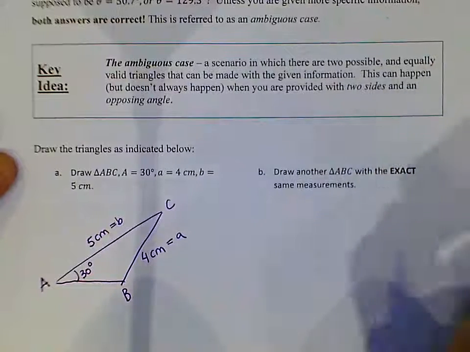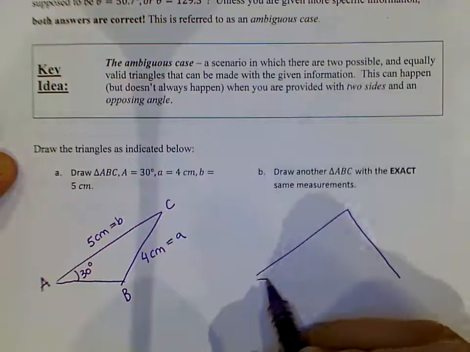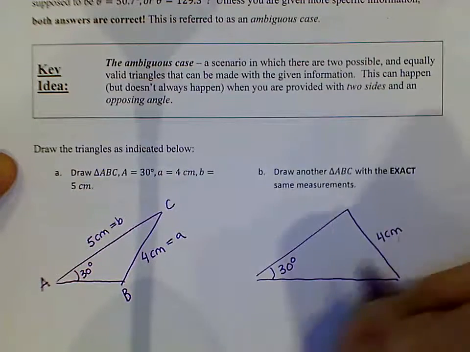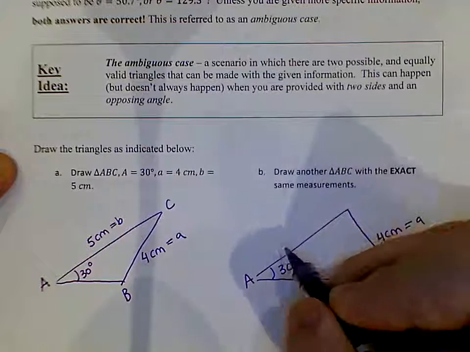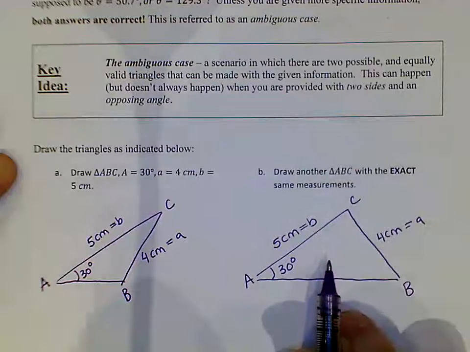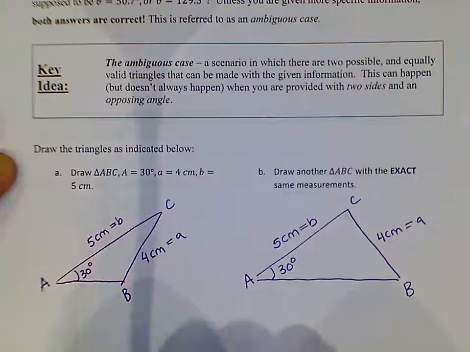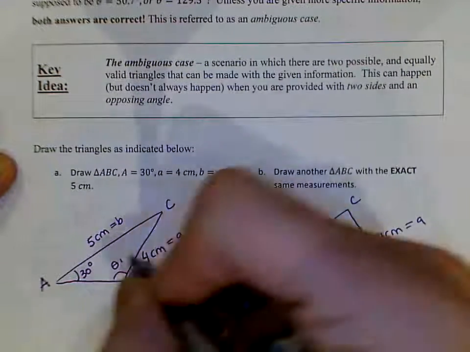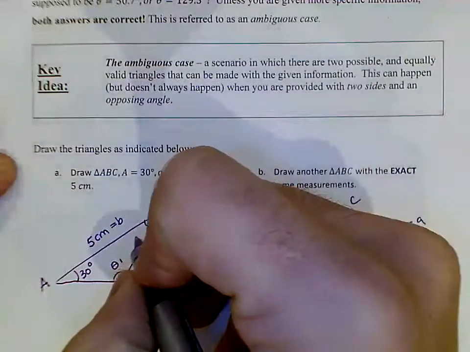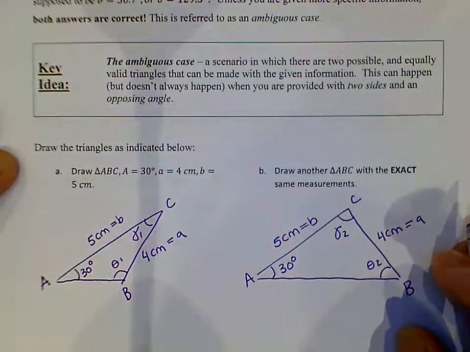That's one triangle, right? What about a triangle that looks something like this? Could this also be valid? Could this also be 30 degrees? Could this also be 4 centimeters for A? And could this also be 5 centimeters for B? Could this work as well with the given information? It looks like it does, but it produces two different angles for B. Like that could be theta 1, that could be theta 2. And there's a different angle up here. We can call this gamma 1, and we can call this gamma 2. So two different angles there.